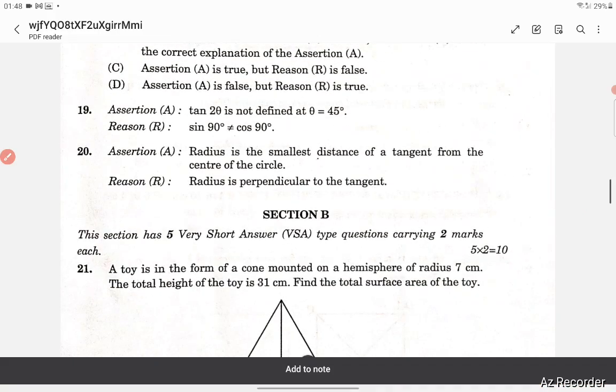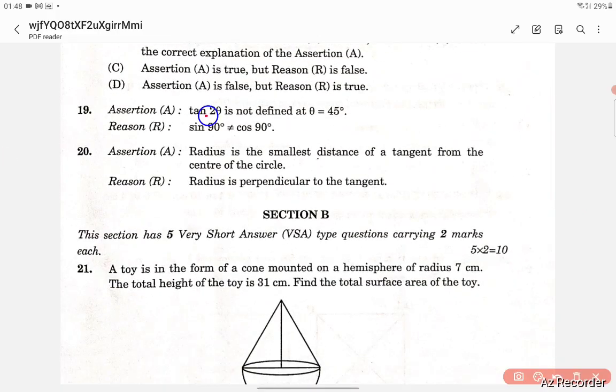Okay, moving on to assertion, reason questions. Tan 2 theta is not defined at theta equal to 45 degrees. Yes, tan twice of 45, that is tan 90, is not defined. This is true. Why? Sin 90 is not equal to cos 90. Yes, this is also true, but this clearly doesn't explain why tan 90 is not defined. Tan 90 is not defined because cos 90 is 0. It's not because both of these are not equal. So answer is B for the first one.